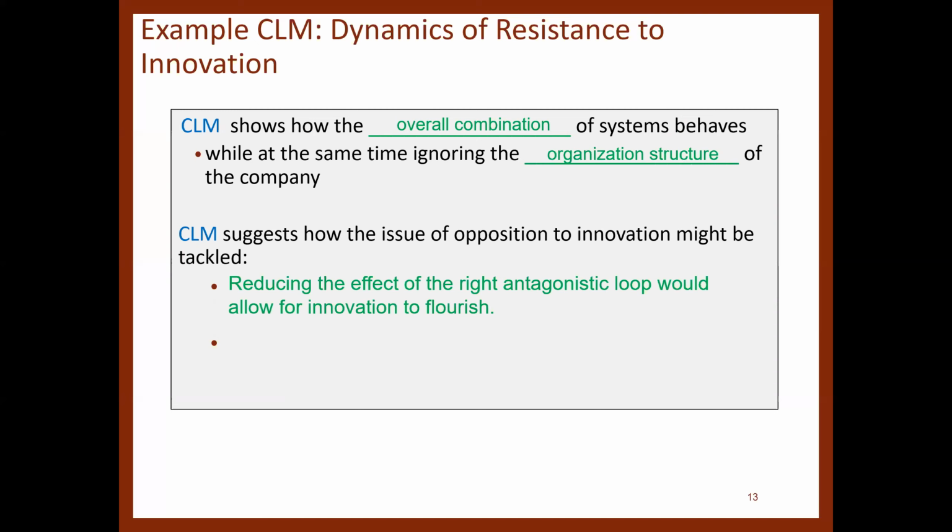For example, reducing the effect of the right antagonistic loop will allow for innovation to flourish. One way to do that is to involve the organization in the innovation process, so they don't feel that they are getting left behind, especially these old timers. So you make them part of the process and you educate them in terms of what you want to achieve with this innovation and how they are part of that new trend within the company.